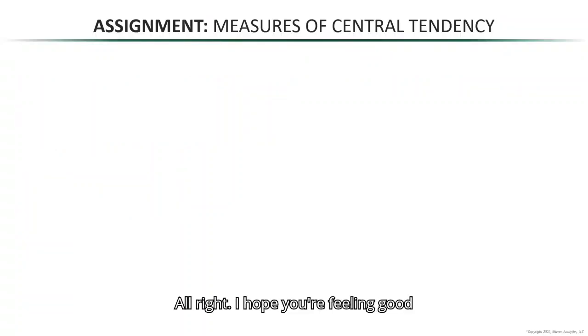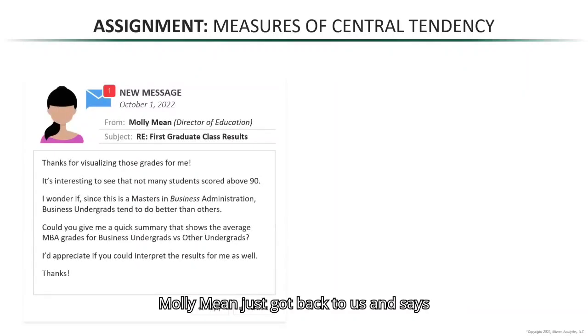Alright, I hope you're feeling good about the measures of central tendency because it's time for an assignment. Molly Mean just got back to us and says, "Thank you for visualizing those grades for me. It was interesting to see that not many students scored above 90. So I do wonder if, since this is a master's in business administration, business undergrads tend to do better than others." Alright, that's a good question.